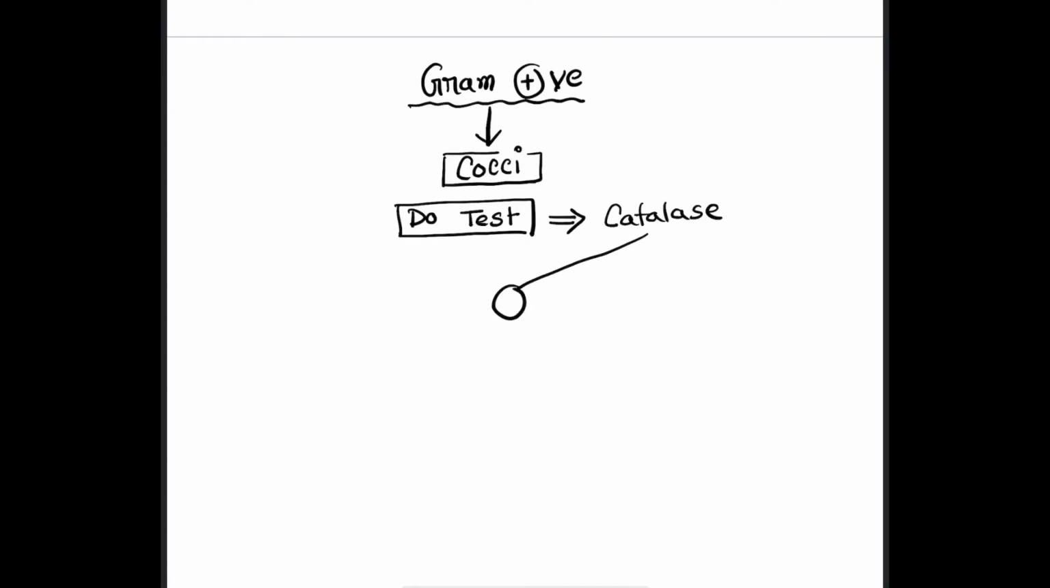Either way, whether gram positive or negative doesn't matter. It can be gram-positive cocci catalase positive, or gram-positive cocci catalase negative. That means already gram positive and cocci are present. If any bacteria is catalase positive, it is already cocci and it is already gram positive. So for catalase positive, remember the "staphylo." That means positive staphylococcus, Staphylococcus.